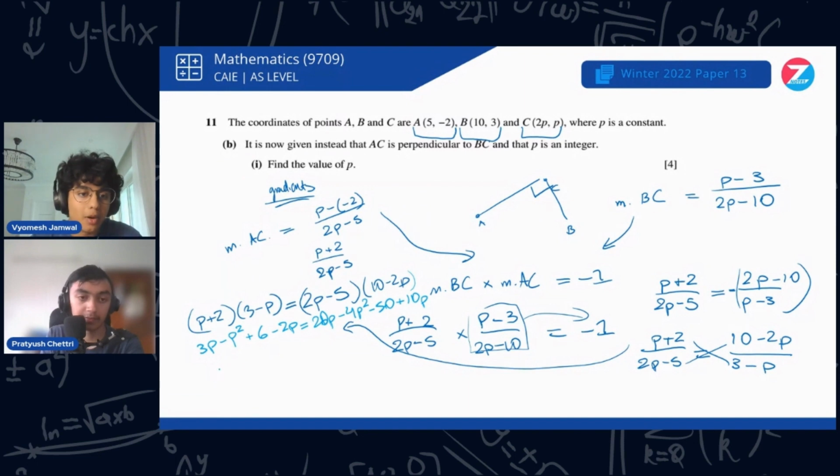So let's put all of them on one side. I'm going to take the 4p squared to the other side, and it's going to be 4p squared minus p squared. So that's going to be 3p squared.